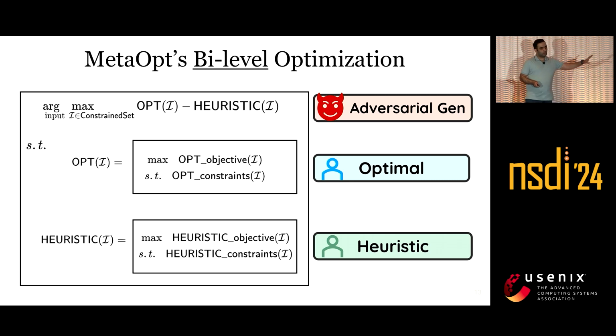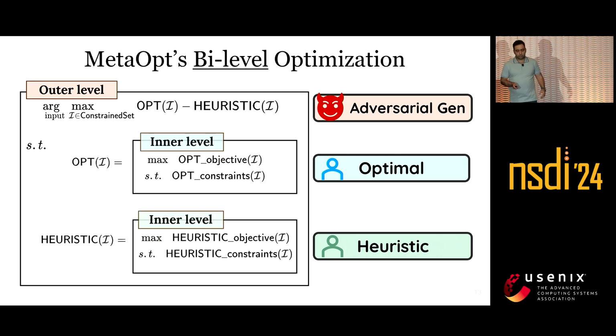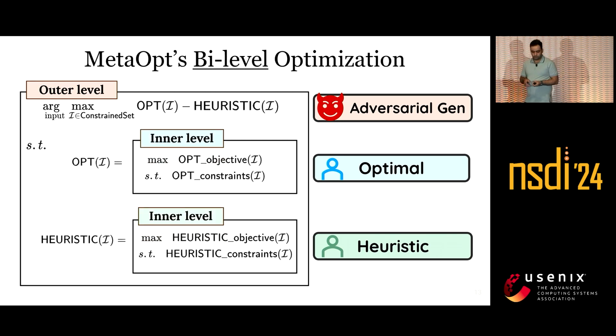As you can see, each of these boxes is an optimization itself. We have an outer level for the adversarial generator. We have two inner levels for optimal and heuristic. This is what we call a bi-level optimization. We have one or more optimizations modeled as constraints inside another optimization.